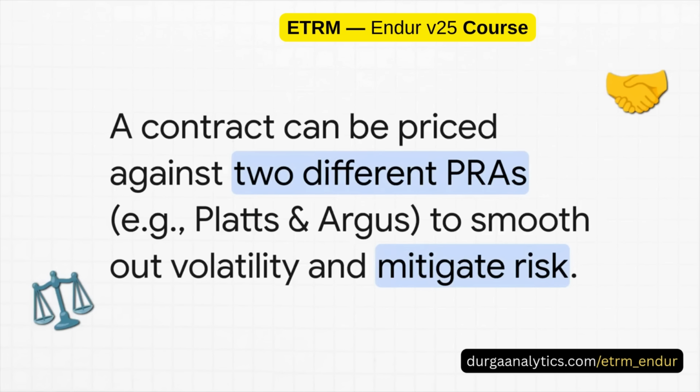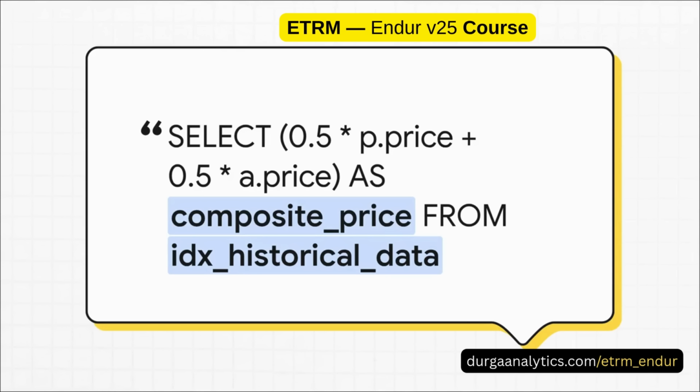All right, let's level up a bit. Let's talk about a more advanced scenario. What if your contract is more complex? What if it references not just one, but two different pricing sources, like Platts and Argus? You'll see this sometimes when companies want to smooth out any potential volatility and not be reliant on just one source. So how does Endur handle that? With something called composite indices.